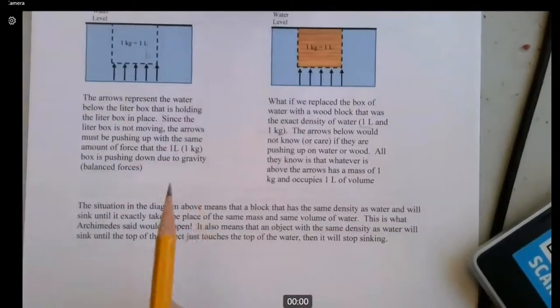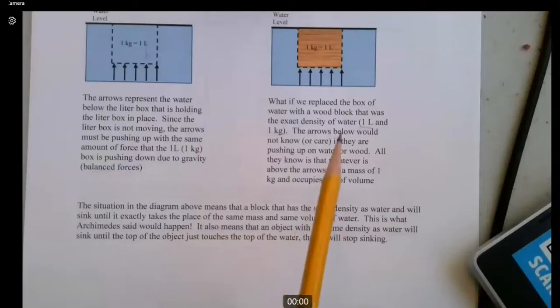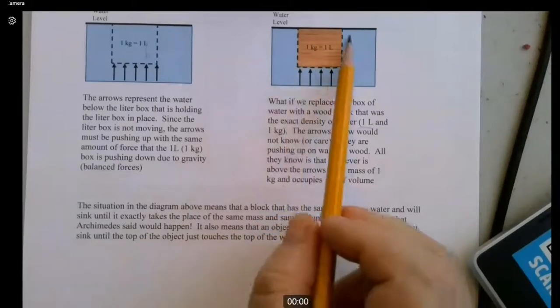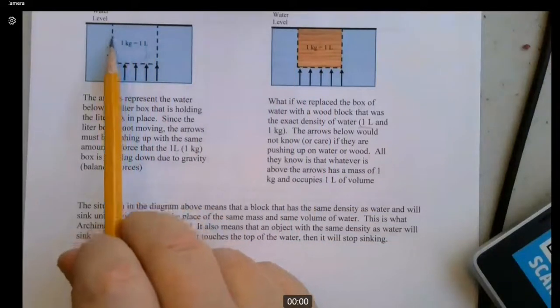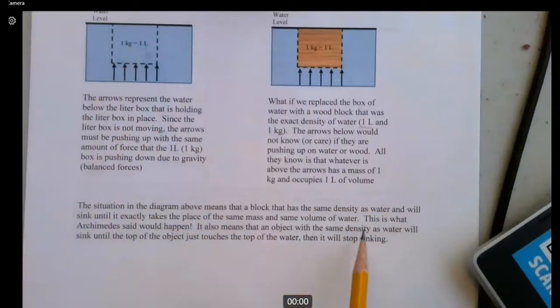So the situation in the diagram means that a block that has the same density as water will sink until it exactly takes the place of the same mass and same volume of water. That's what this has done. It has the same mass and the same volume of the water, so it sinks until it takes the place of the same mass and same volume of water.